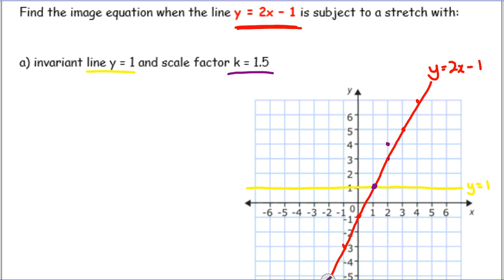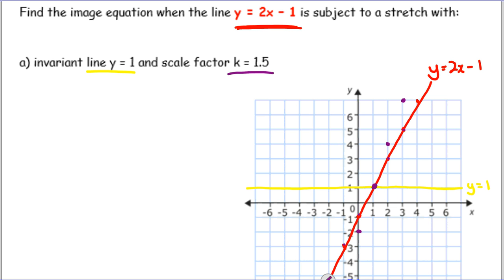And then the next one, as you can see, is 4 units from the invariant line. So instead, 4 times 1.5, go up 6 units instead. And you can see the y-intercept was 2 units from the invariant line. So 1.5 times 2 means go down 3 units from the invariant line instead.